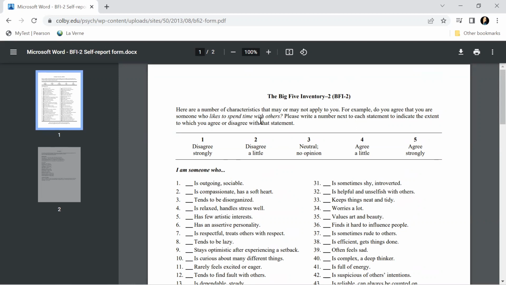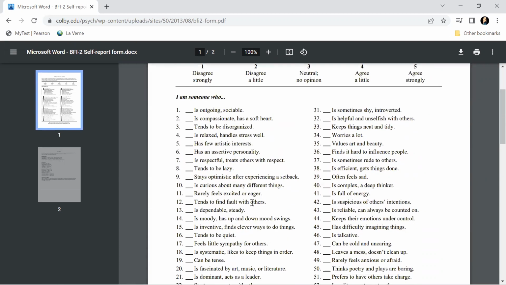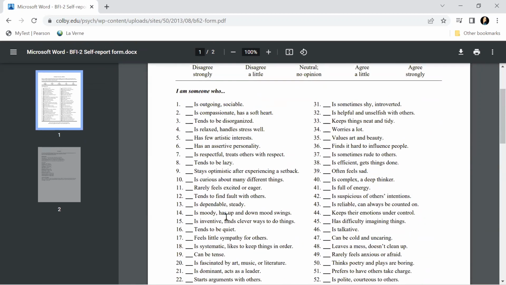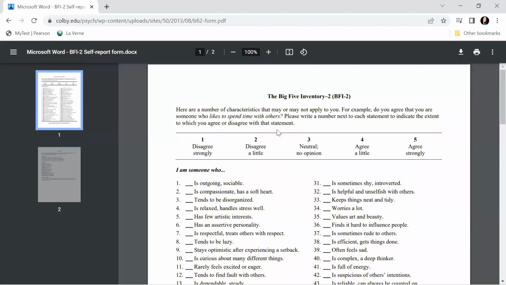So if you divide it by 5, each of these 5 traits, you do come up with 12 different items. So of these 60, 12 actually go to measure each of the 5 personality traits, which we'll get into.